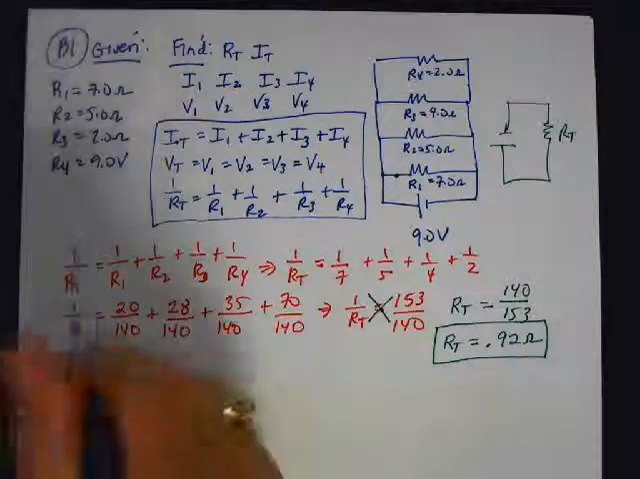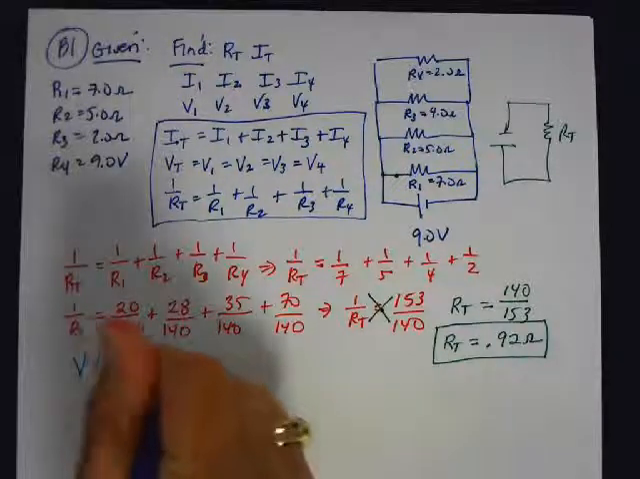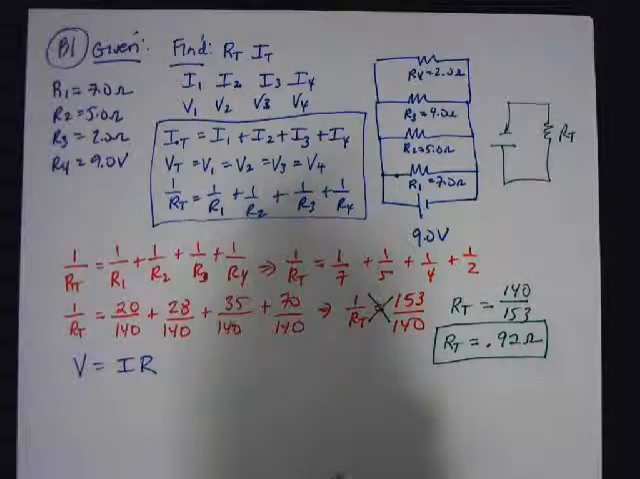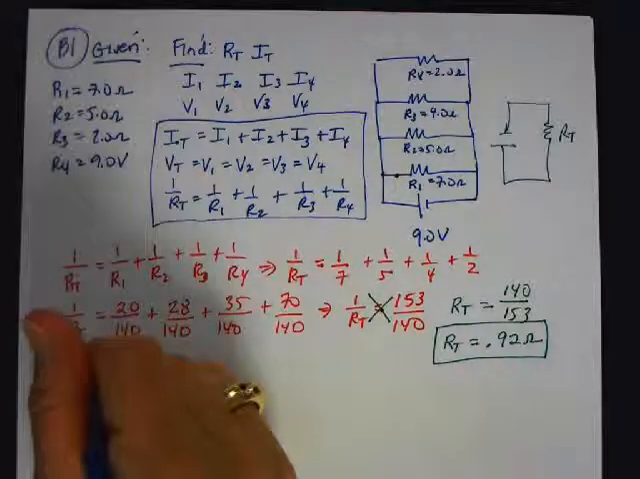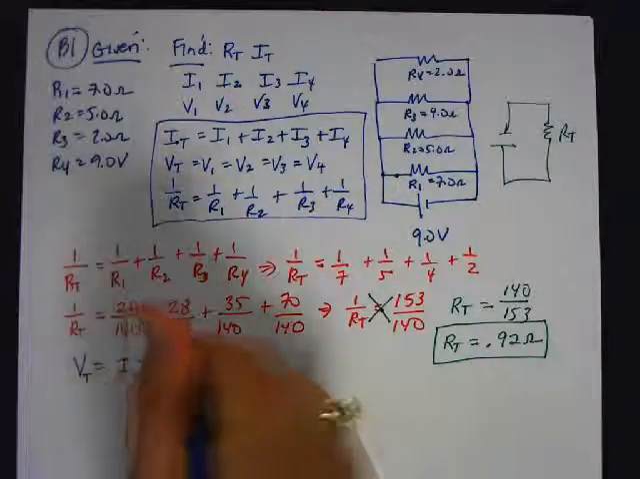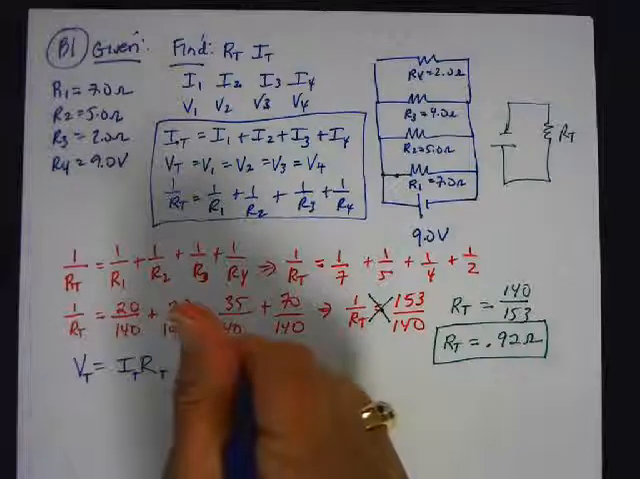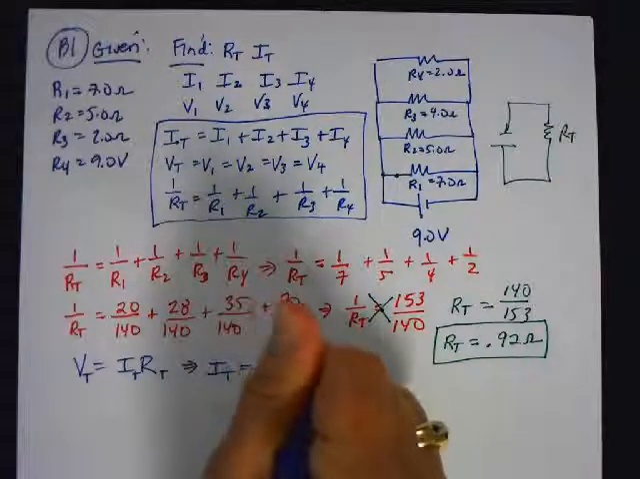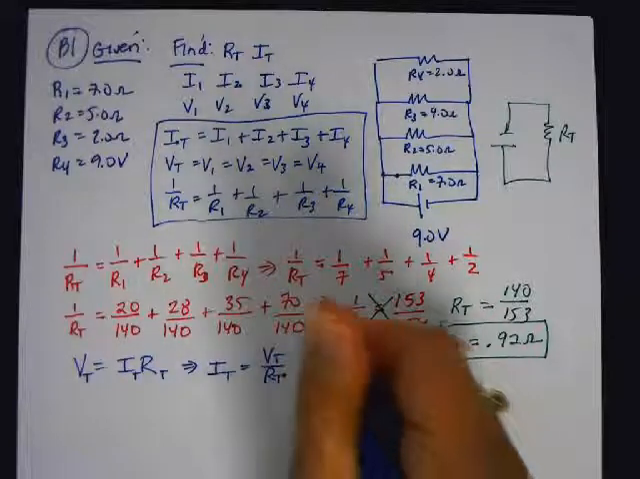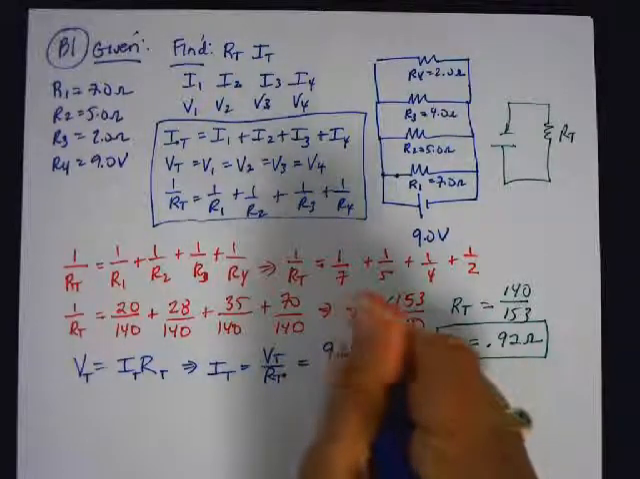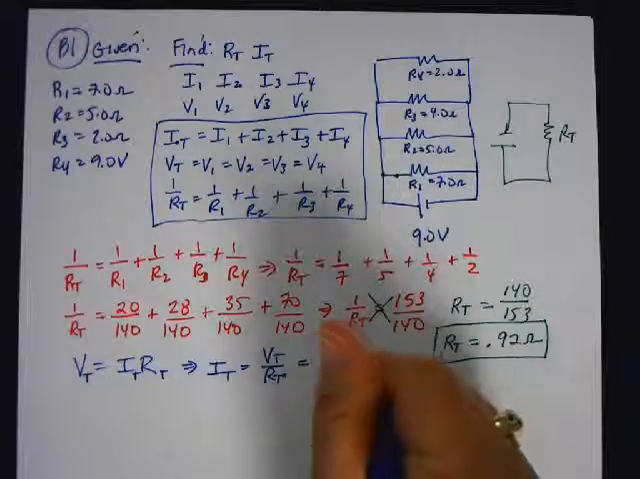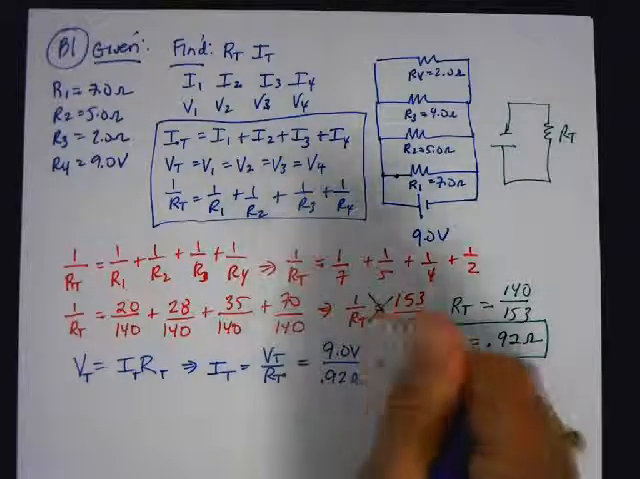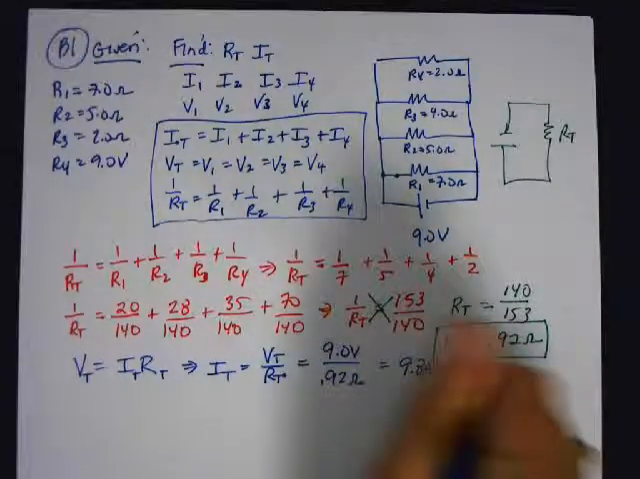So Ohm's law says V is equal to IR. So I will apply Ohm's law for the total circuit. So VT is equal to IT times RT. So the total current, IT, is equal to VT over RT, which is equal to 9 volts over 0.92 ohms, which comes out to be 9.8 amps.